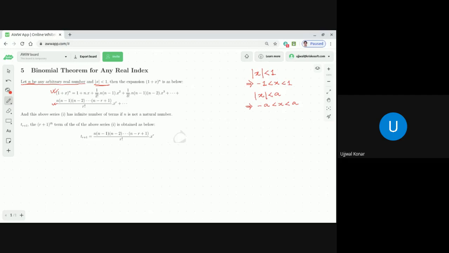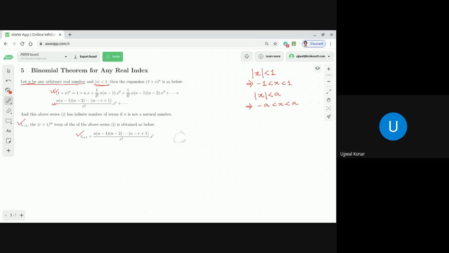Now this is an important series, not only from a mathematics perspective, but from a physics perspective as well. I will explain why. But before that, let's first get comfortable with this infinite series. I repeat, if n is any arbitrary real number and mod x is less than 1, then the expansion of (1 plus x) power n is like this, whatever you see. And the (r plus 1)th term, denoted by t(r plus 1), is like this.